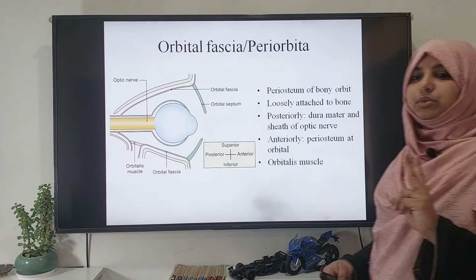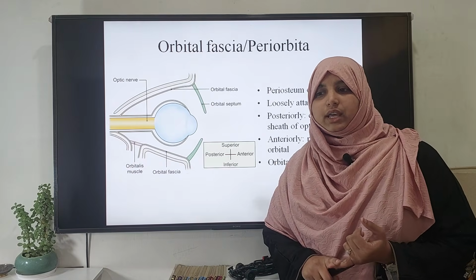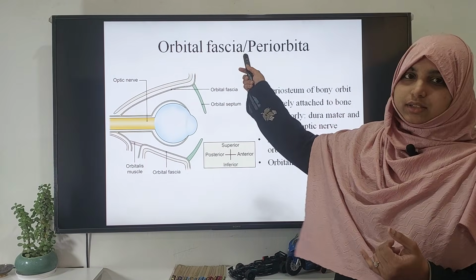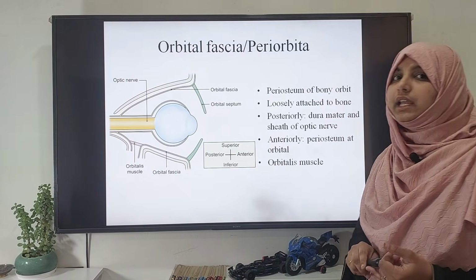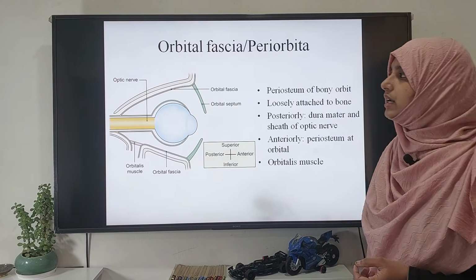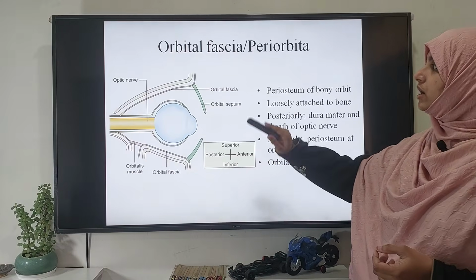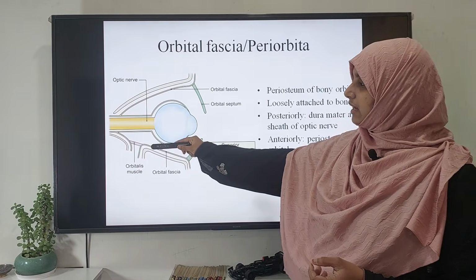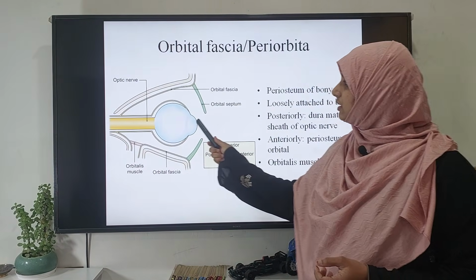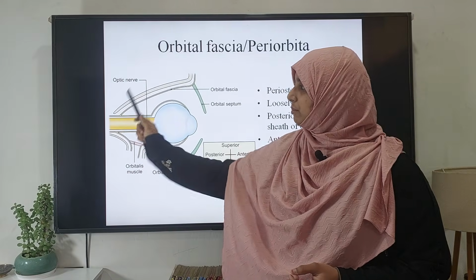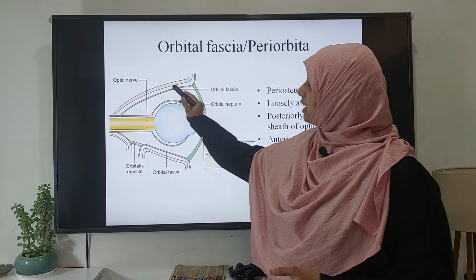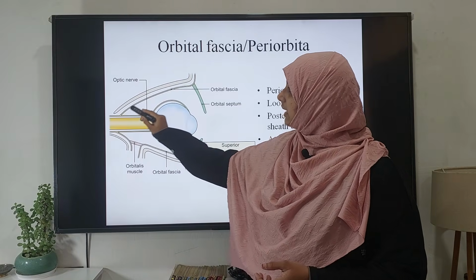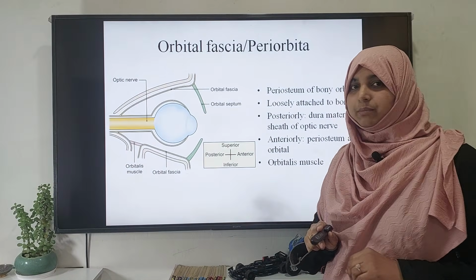In fascia, we have two types of fascia. Number one is called the orbital fascia. What is it? Orbital fascia. It's otherwise called periorbita. Now, as you can see, this is a line diagram. This is the posterior end, this is the anterior end, eyeball and optic nerve. Can you see this one lining which is lying parallel to this bone? That is our orbital fascia.